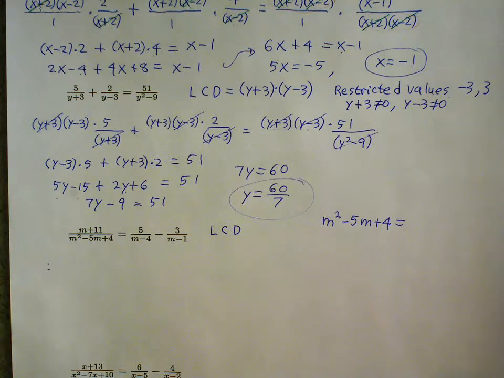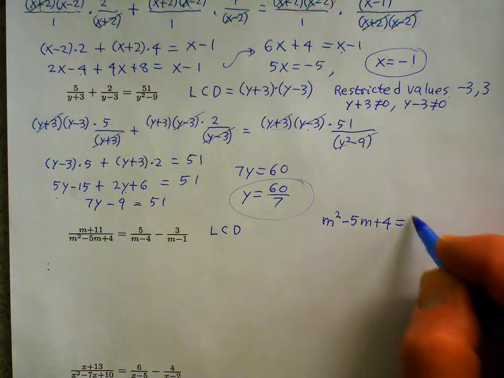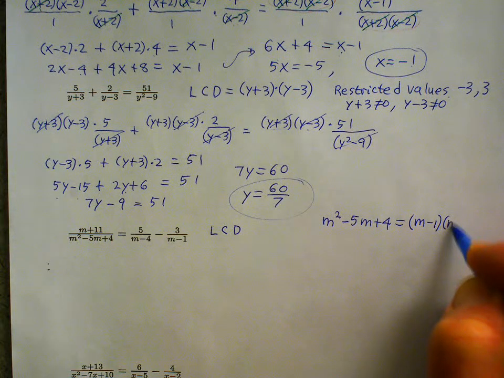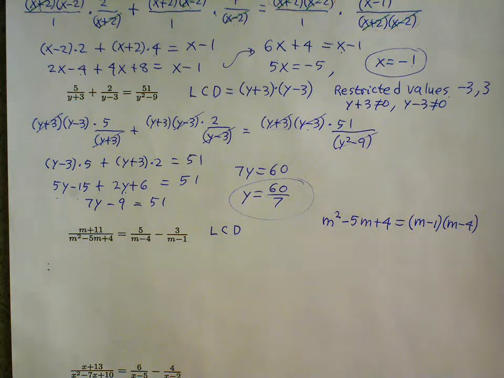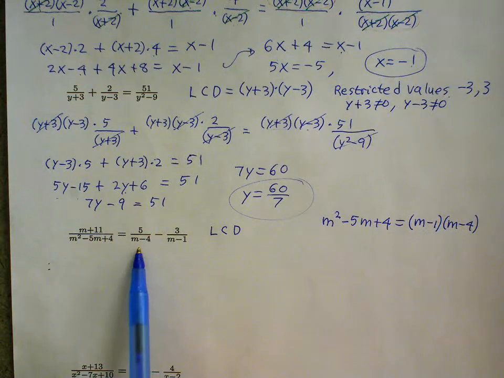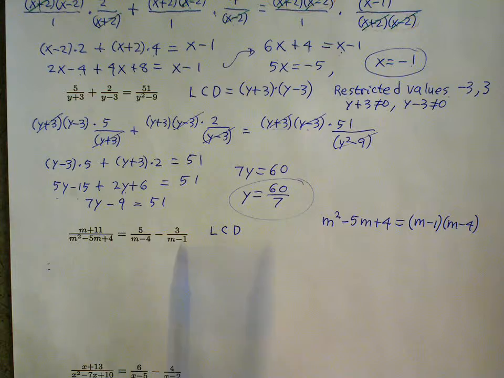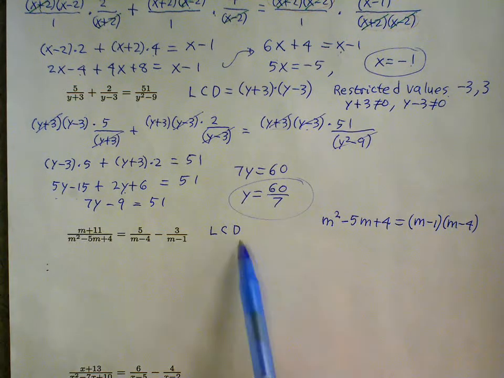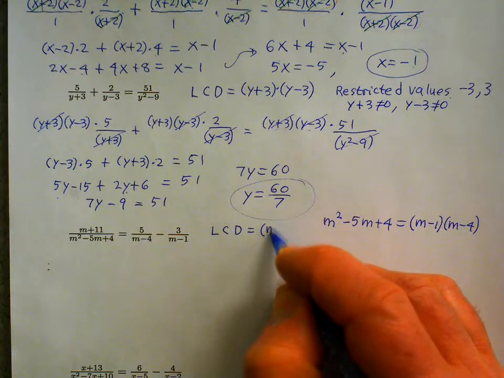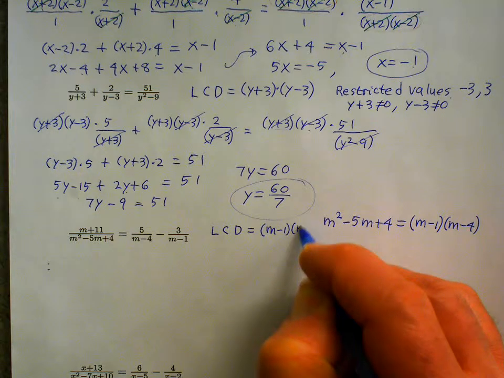Okay, I see the answer online. m minus 1 times m minus 4. So that is kind of nice because m minus 4 and m minus 1 are the other denominators. So the least common denominator is m minus 1 times m minus 4.